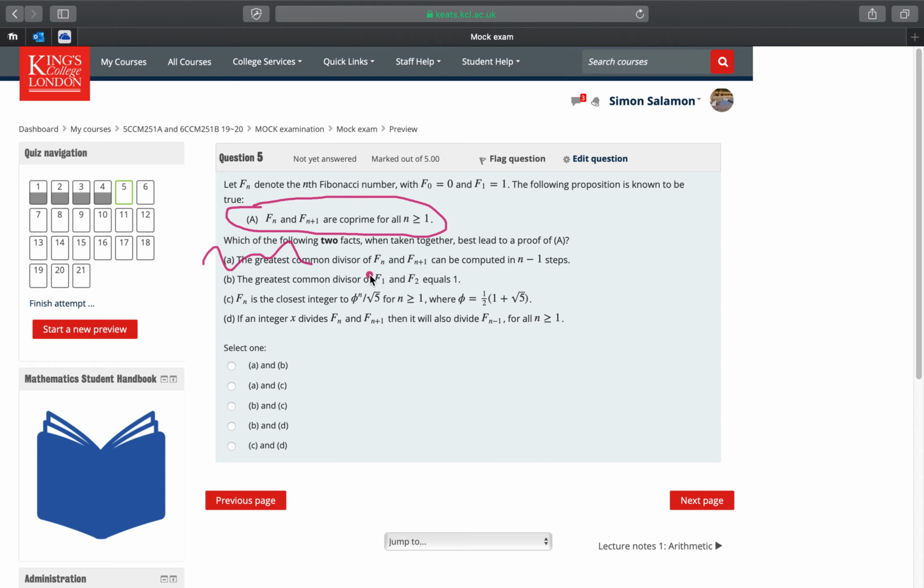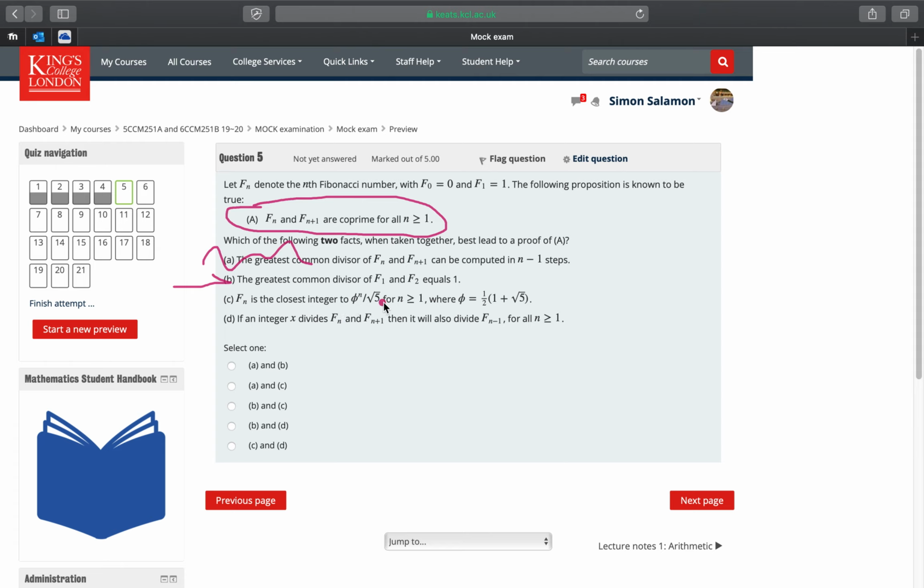What about the greatest common divisor of F1 and F2 equals 1? Well, being coprime means that the greatest common divisor of these 2 Fibonacci numbers is 1, and this is just a special case. This is a special case when n is 1. So that looks a bit like induction. This is a special case, so we would expect this to be relevant.